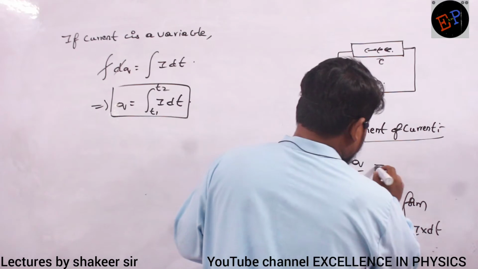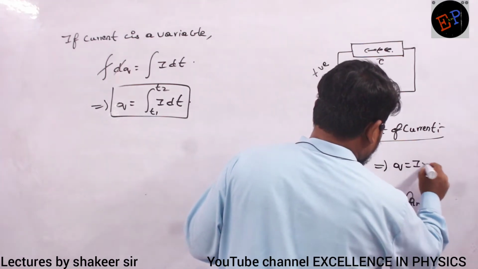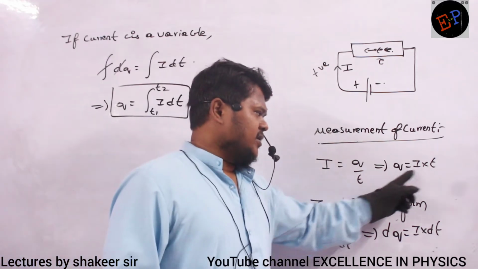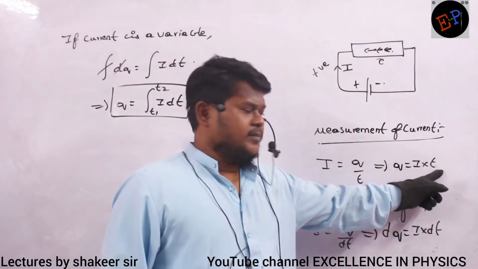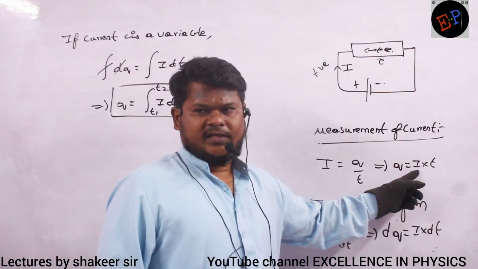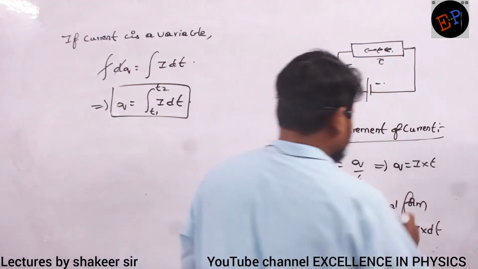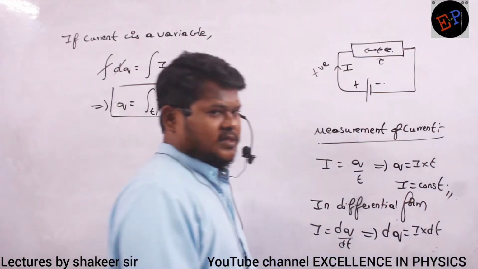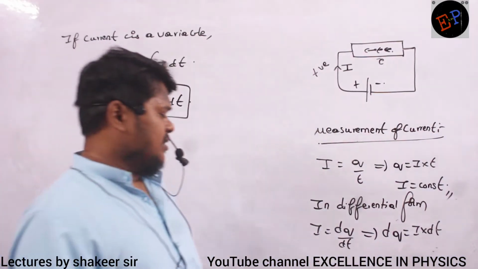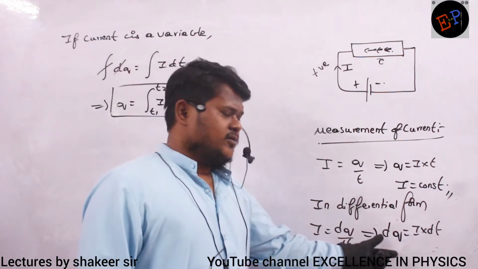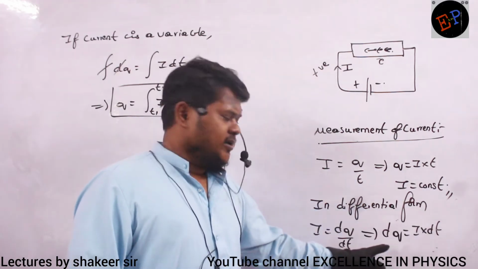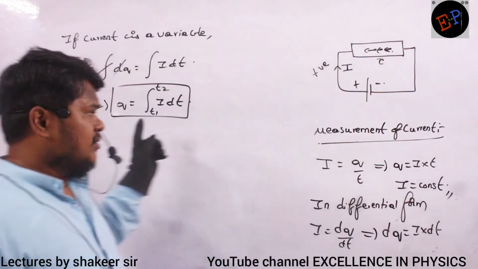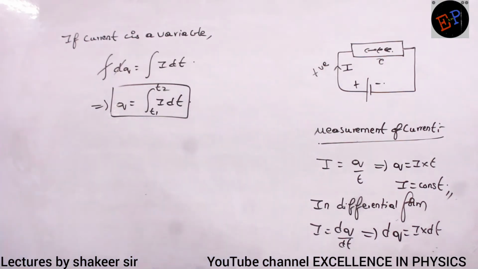See, in this condition I can write q is equal to I into t. What does it represent? The amount of charge flowing per unit time when current is a constant. I is a constant here. So write that also: current is a constant value in this condition. If current is not a constant, then I can write I is equal to dq by dt, or dq is equal to I into dt. And dq means a small amount of charge flowing. If I want the total amount of charge, I have to integrate on both sides. That's it. Fine?